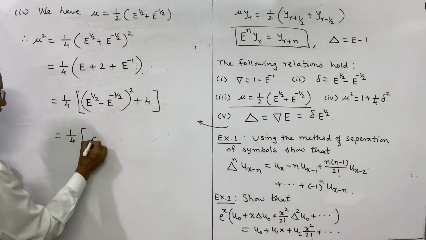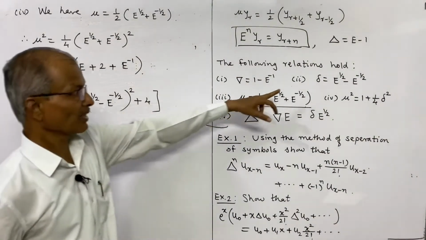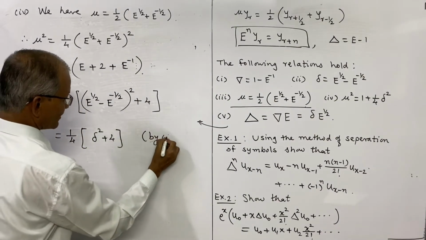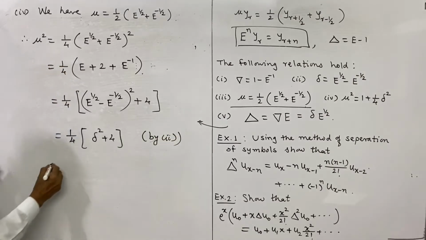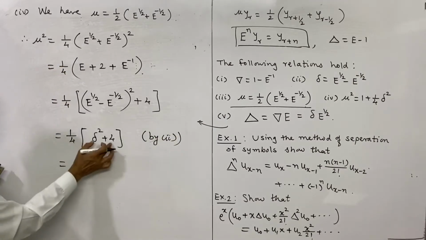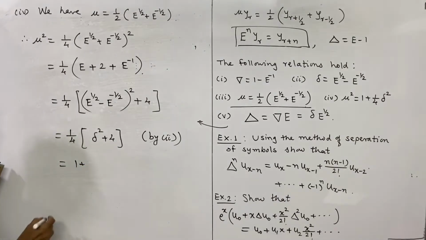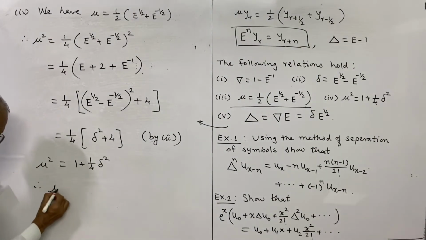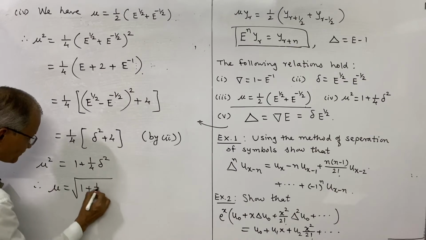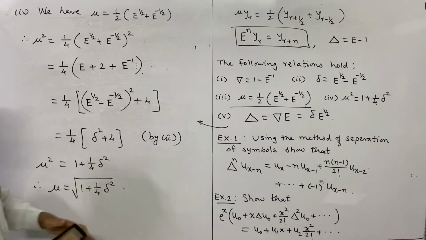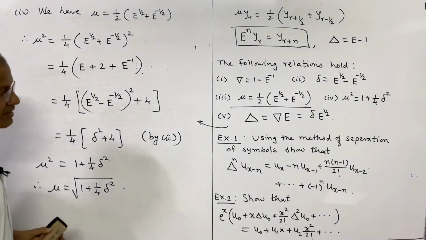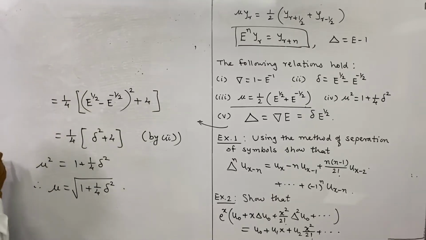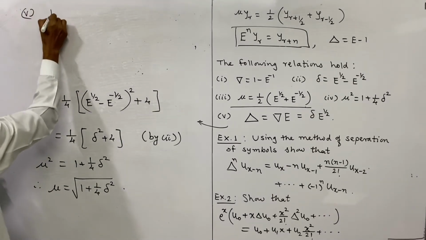What is this? It is delta squared, plus 4, and that is the same as 1 by 4 times 4 plus delta squared, that is 1 plus 1 by 4 delta squared. This is mu squared, and therefore what will be mu? Mu will be the square root of this. So this gives the fourth result. Fifth is also easy, and you should try the fifth. So fifth, try yourself.